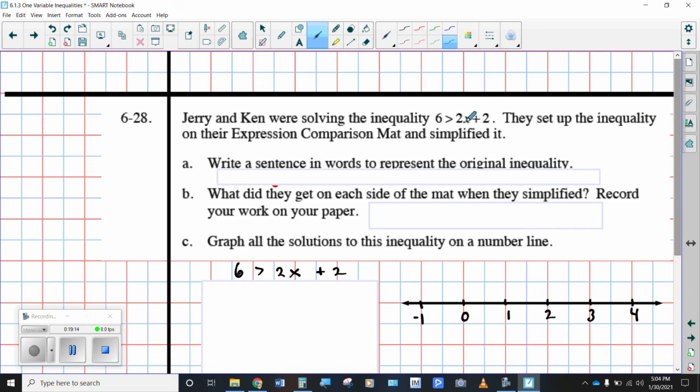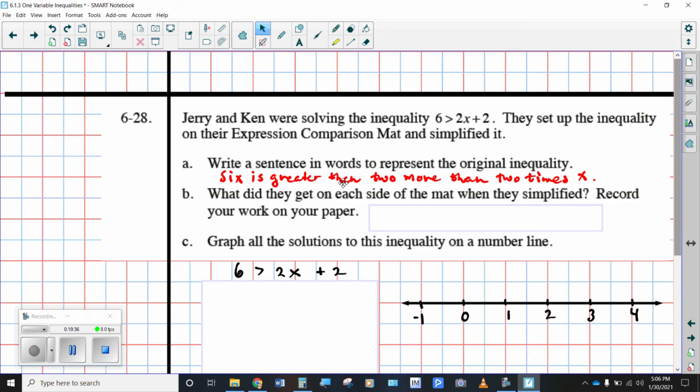There are a few different ways that you could express that. Go ahead and write down that in words. And then what did they get on each side of the mat when they simplified? Go ahead and work through the simplification process and then declare your solution and then create the graph for your solution.